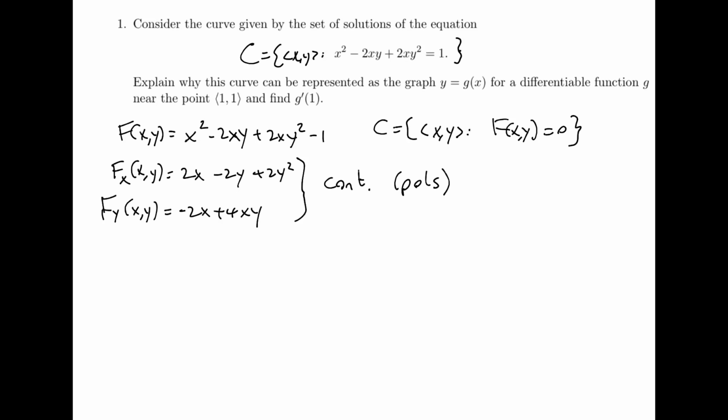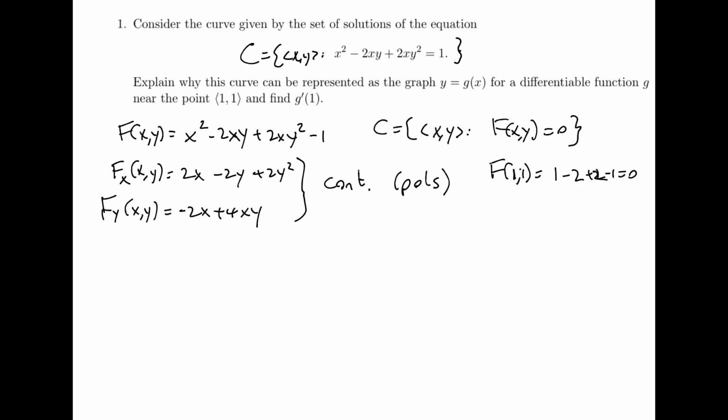So this is one requirement of the theorem done. We need to have continuous first order partial derivatives. What else do we need? We need that the function at the value (1, 1), what is that? That's going to be 1 minus 2 plus 2 minus 1. That's actually equal to 0. So that's another condition that's satisfied.